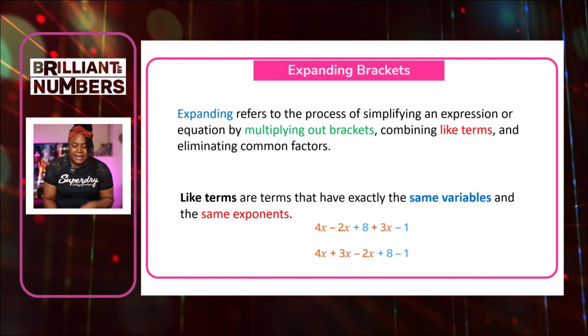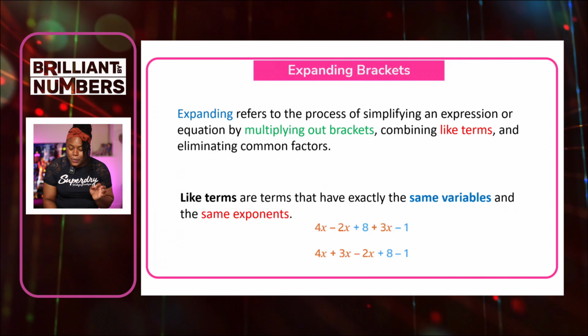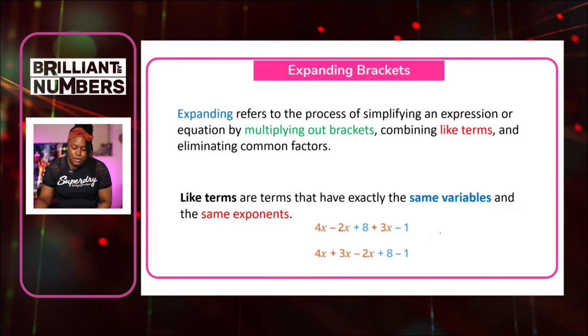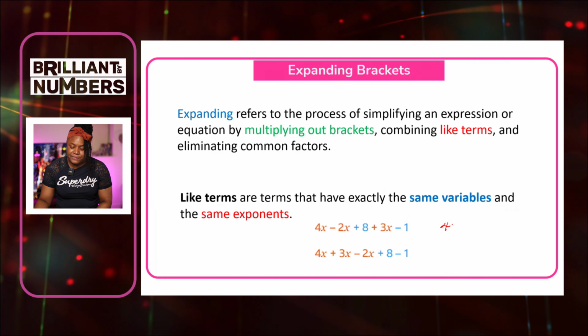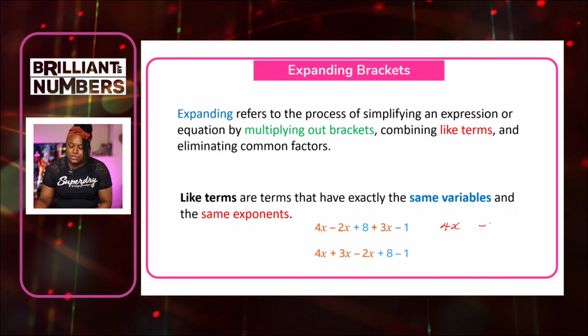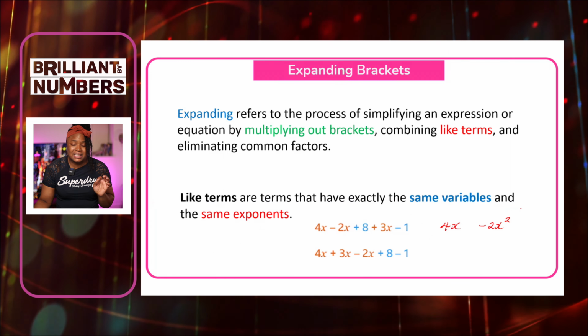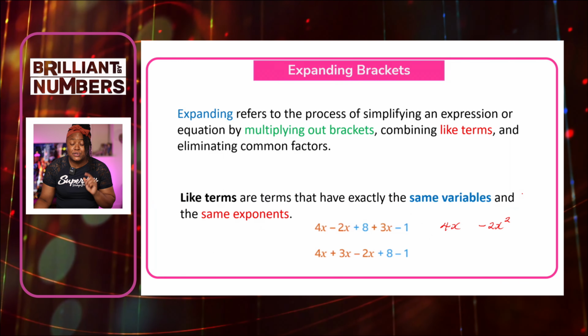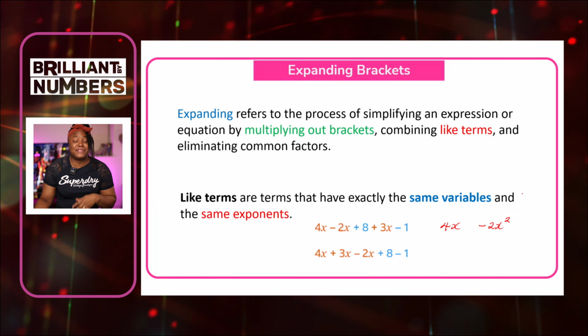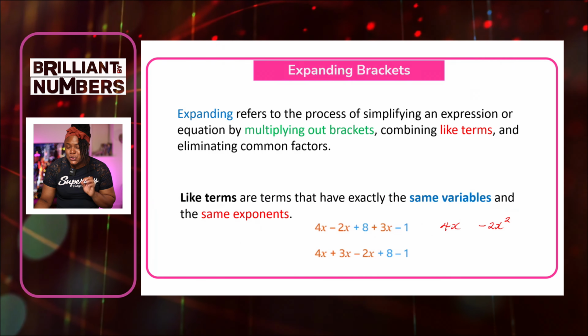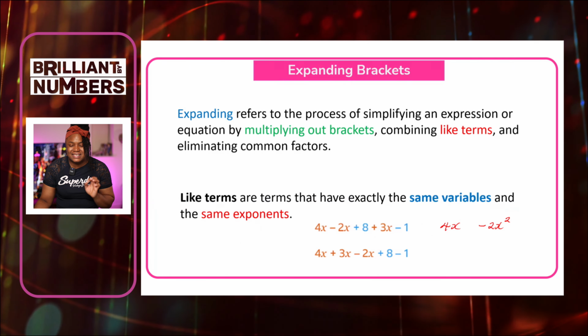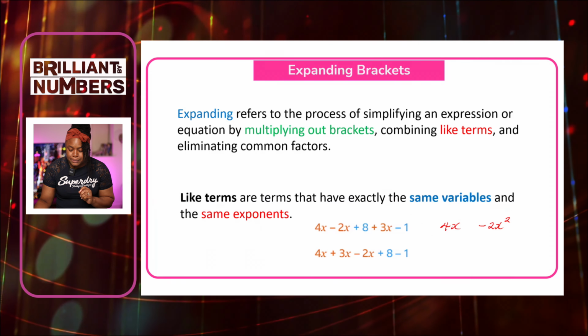Okay, so if they've got a square, let me just write this here. So what if I had 4x and minus 2x squared? These are not like terms at all because one of them is x and the other is x squared. So they've got to be exactly the same variable. Very important there. So how do we expand our single brackets?